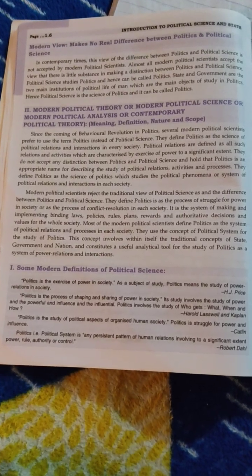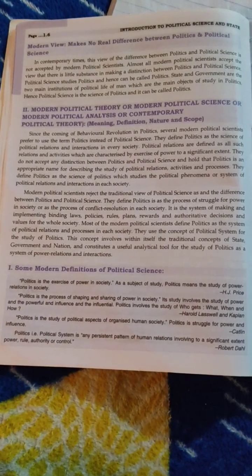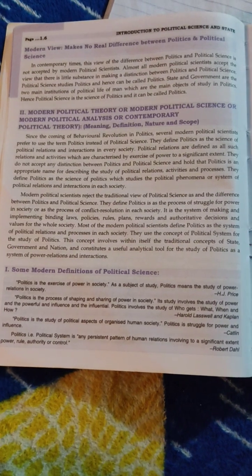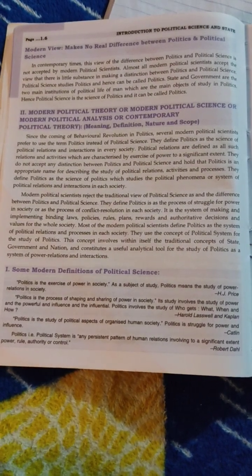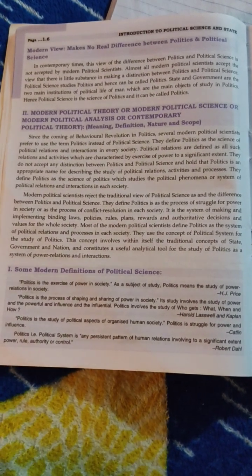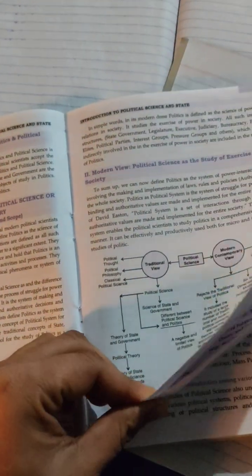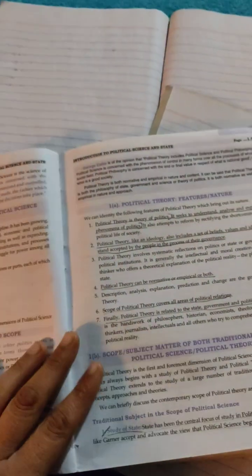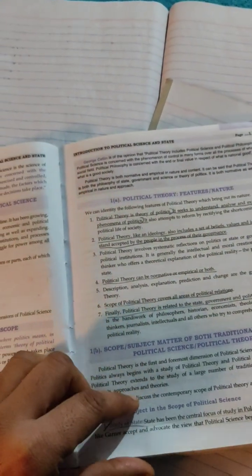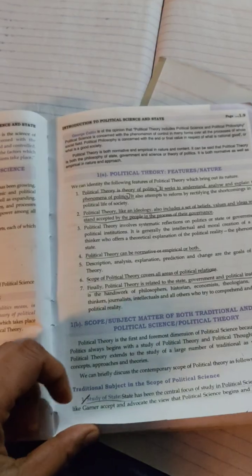उसमें हम रॉबर्ट डैहल की डेफिनेशन करेंगे. Politics, that is political system, is any persistent pattern of human relation involving to a significant extent power, rule, authority or control. हम इसे लर्न करके लिखेंगे. ओके, and we will also write: political science is a study of theory of politics and government.